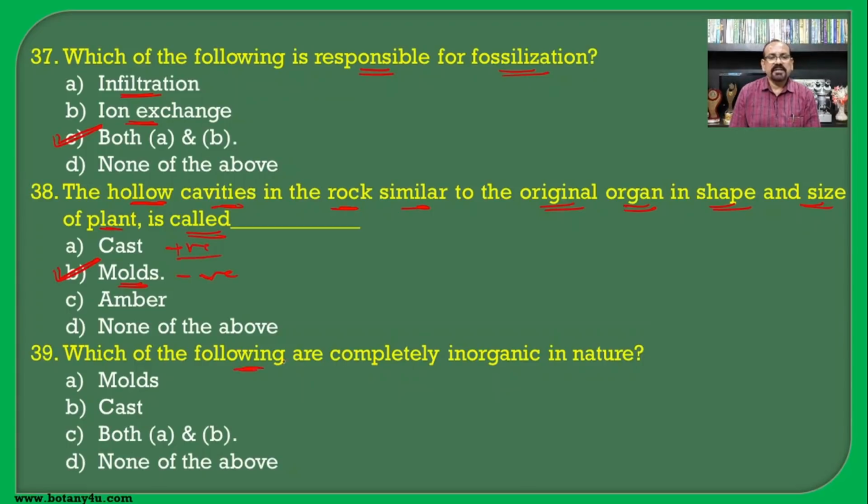Then which of the following are completely inorganic in nature? If you see the formation of the mold and the cast, they are formed by the deposition of the inorganic matter and the original plant material is completely decomposed, and hence both A and B, that is mold and the cast, are completely inorganic in nature.